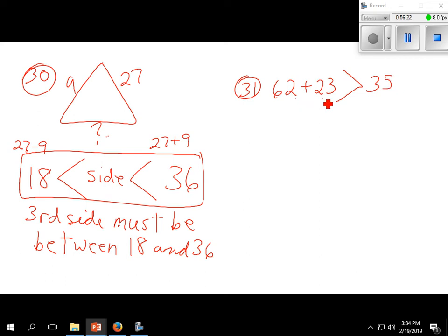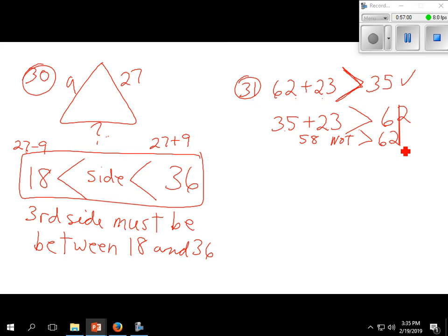62 and 23 give you 85. 85 is bigger than 35, so that checks out. But to be a triangle, we have to make sure for all three. It's got to work for all three ways to match up the sides. So I'm going to try 35 plus 23, and that should be greater than 62. Well, 35 plus 23 is 58. That's not bigger. So it's not greater than 62. So this can't be a triangle.